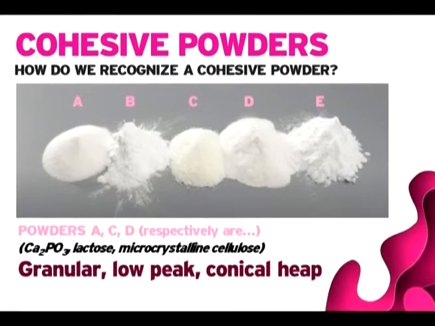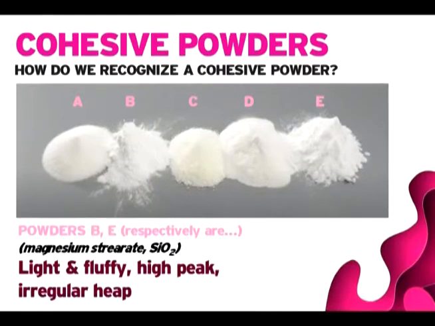They are more granular or have relatively large particle sizes, they have a relatively low peak, and they form a conical heap. This translates to ease in conveying. On the other hand, powders B and E look light and fluffy, have a high peak, and form an irregular heap. These cohesive powders behave differently as a heap and definitely when being conveyed and mixed.